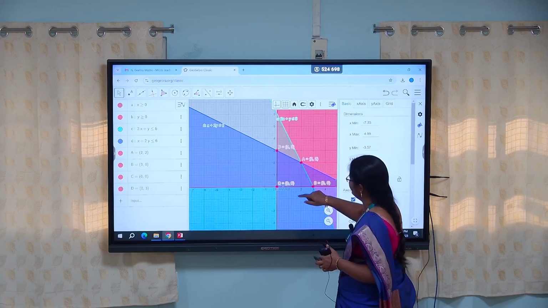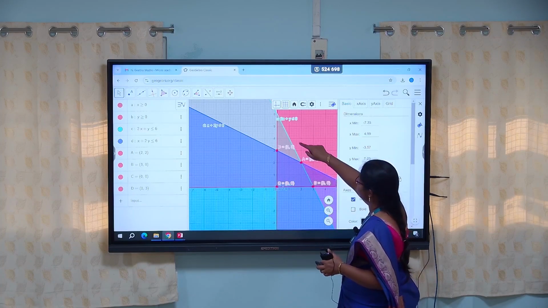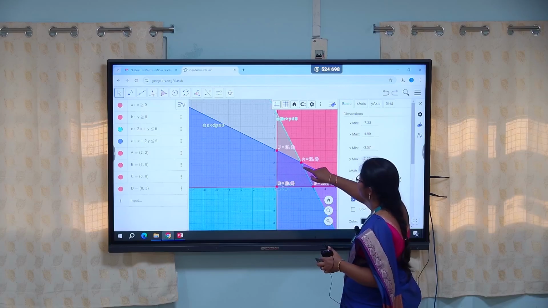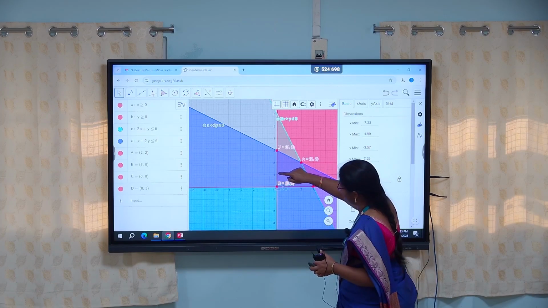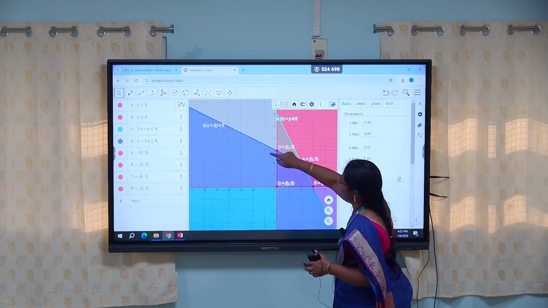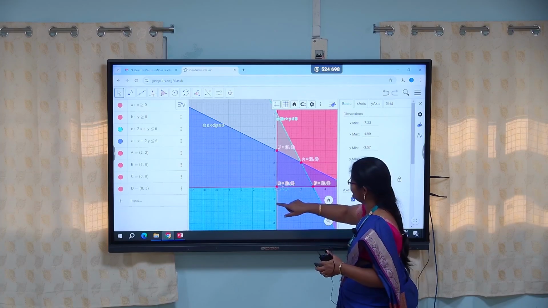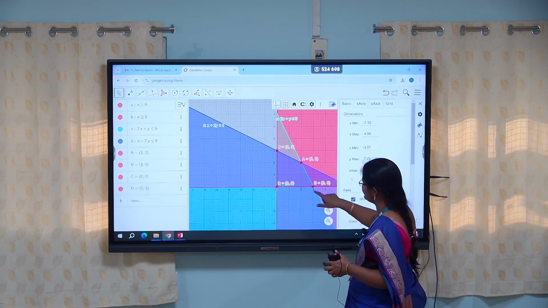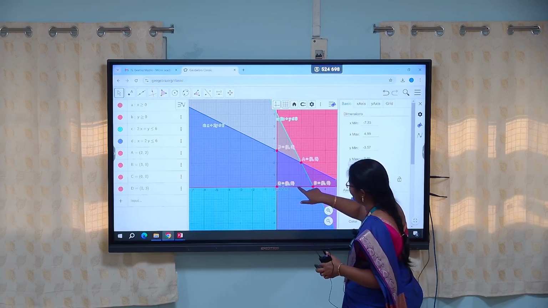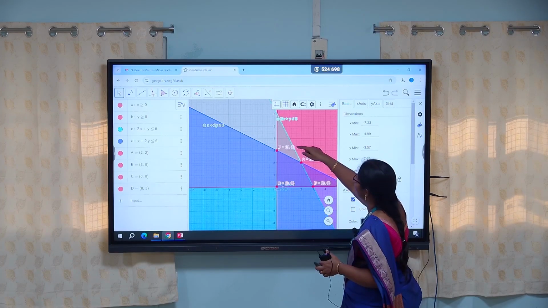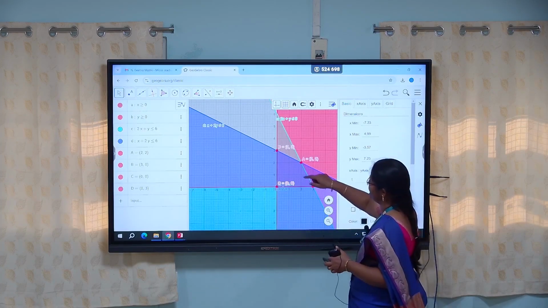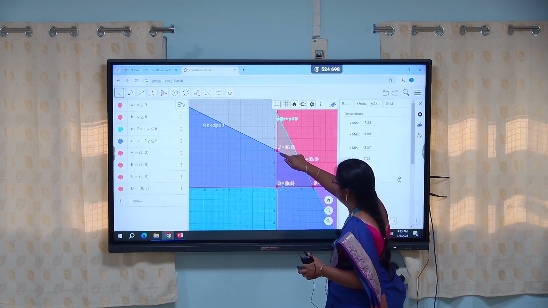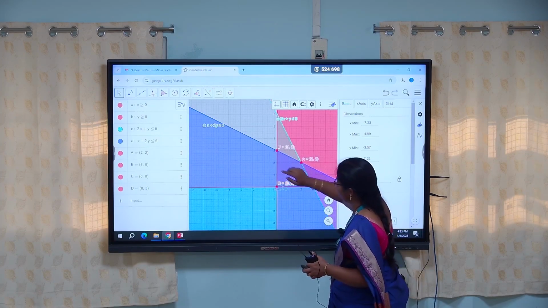The point A is the intersection of line C and line D. Similarly, the point D is the intersection of line B and line D. The point C is the intersection of line A and line B, and the point B is the intersection of the x-axis and line C. This is your feasible region, that means A, B, C, D is the feasible region.